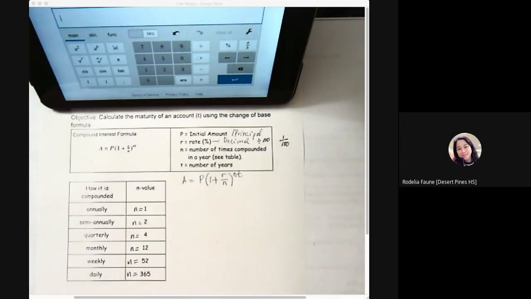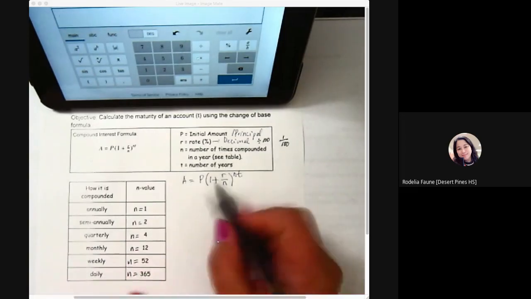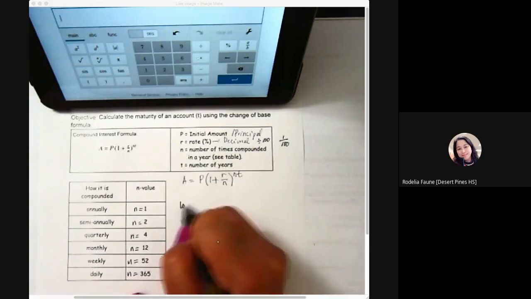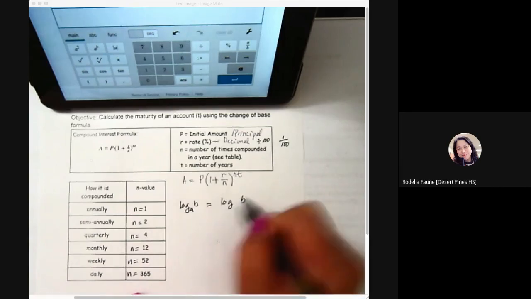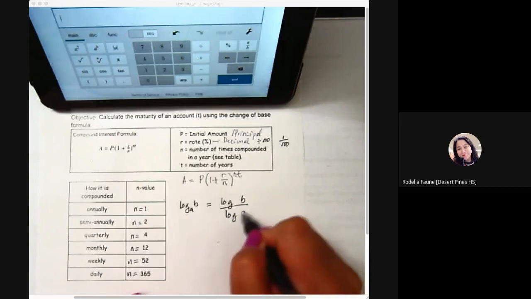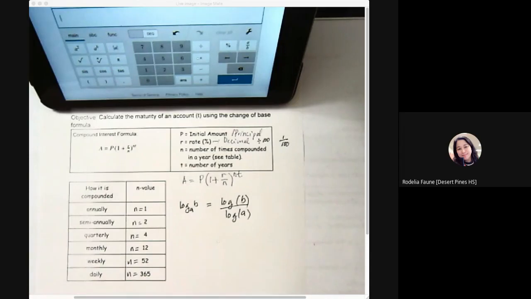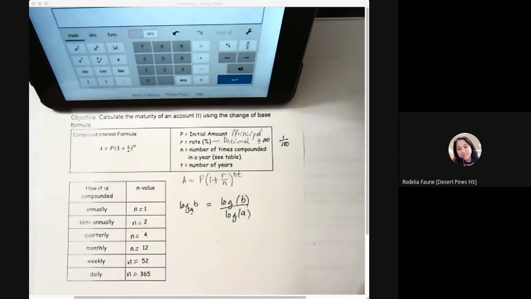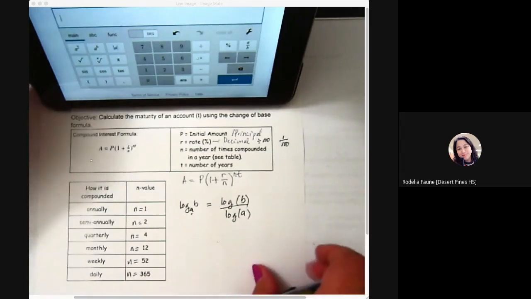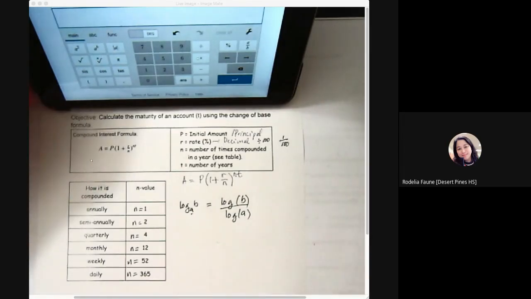Okay. Now, what about the change of base formula? So remember, the logarithm of b to the base a, we rewrite this as the logarithm of b divided by the logarithm of a. So using the change of base formula, you divide the logarithm of b by the logarithm of a. That's why you need your Desmos calculator. Okay, let us begin with our first problem.